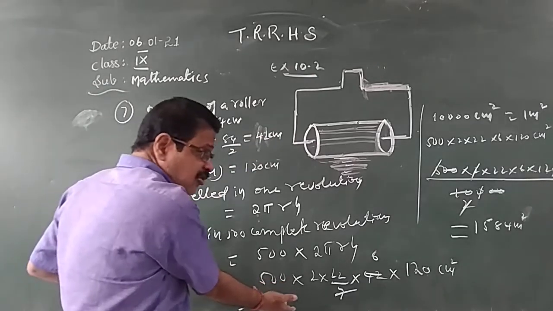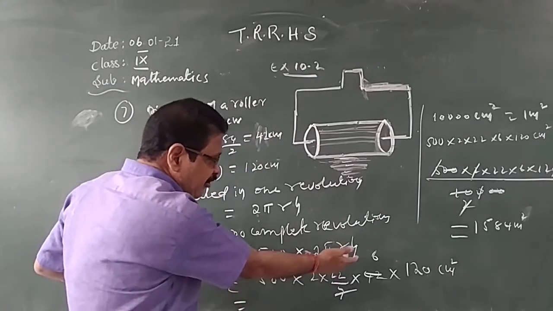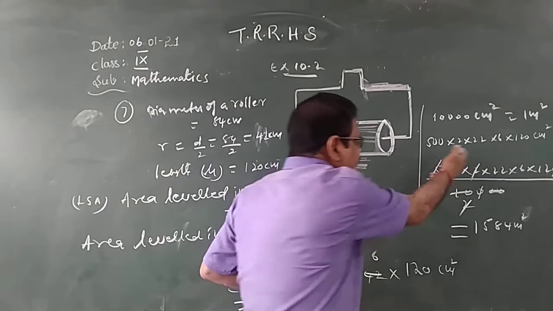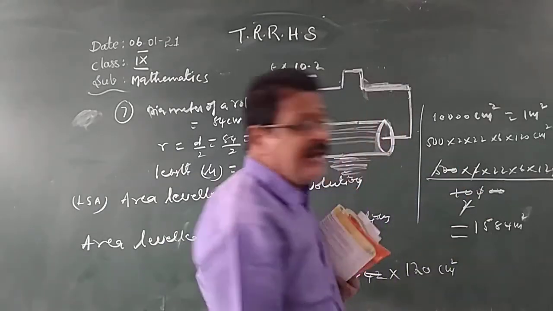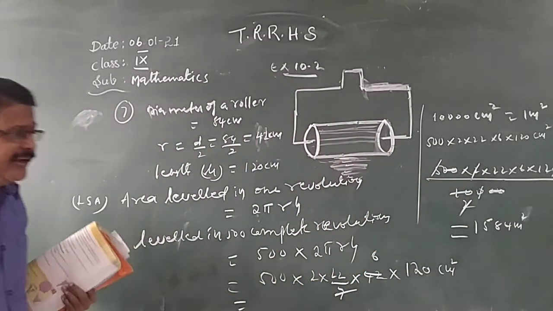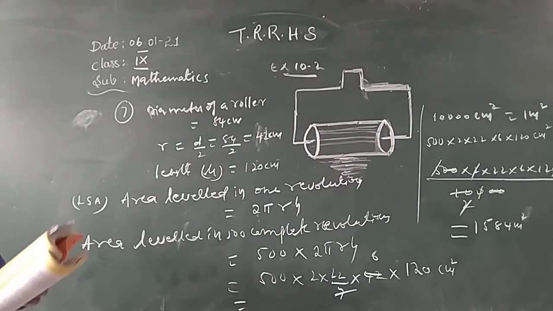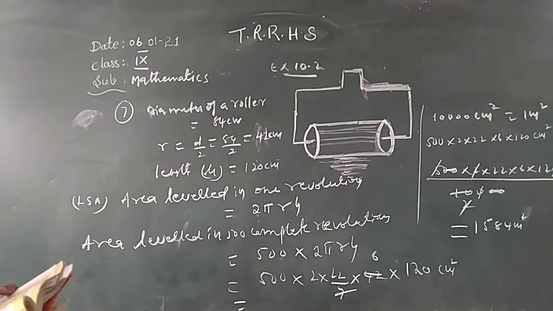How many square centimeters did you get? 500 into 2 into 22 into 6 into 120 square centimeters equals how much? Dividing this by 10,000, we got 1584 square meters. Now what is the area? 1584 square meters. I hope you clearly understood. I go for the next, 8th problem, children.